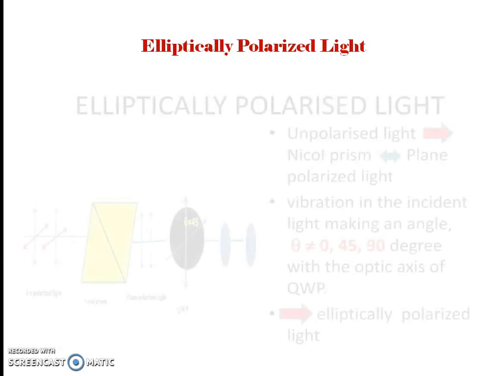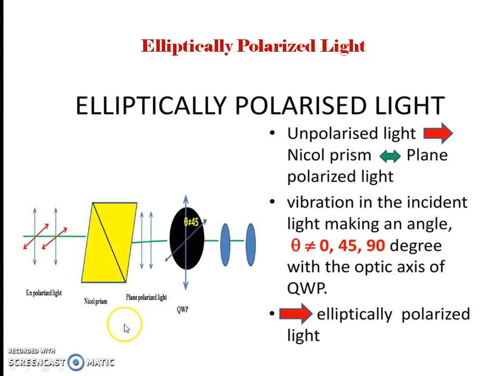Now elliptically polarized light. If you look at this diagram, this is the unpolarized light which is allowed to fall on this particular Nicol prism, and after falling on it we are getting the plane polarized light. And again, if this plane polarized light is allowed to fall on this wave plate, that is the quarter wave plate, where theta is not equal to 45, here we are getting the elliptically polarized light.